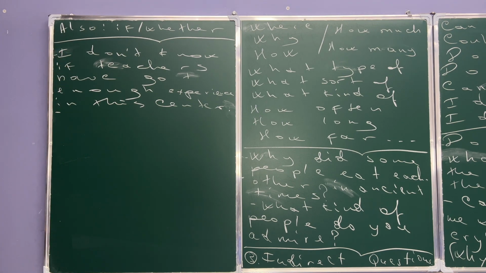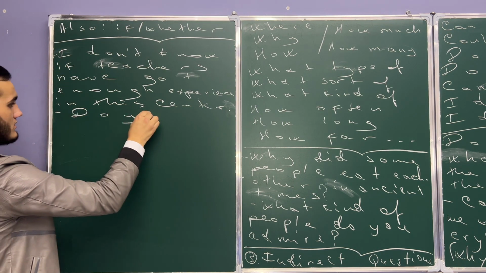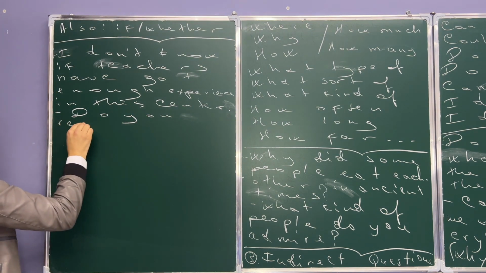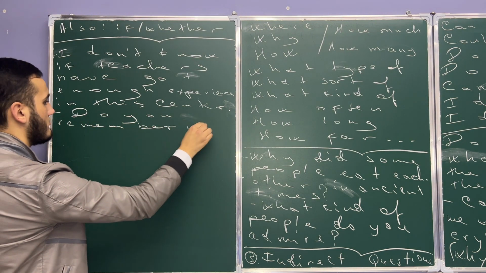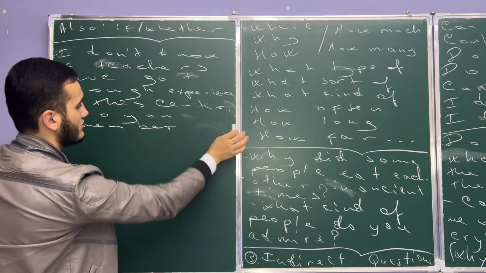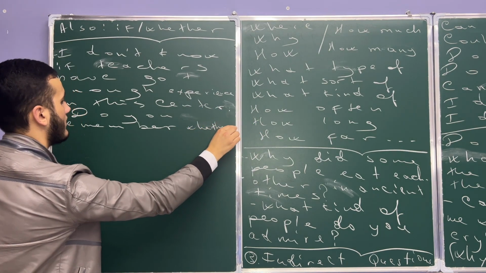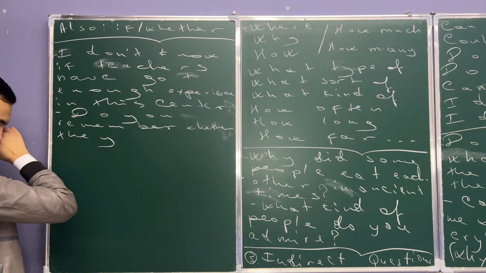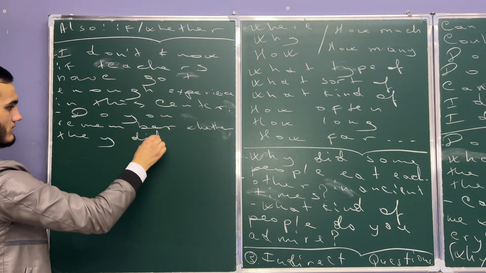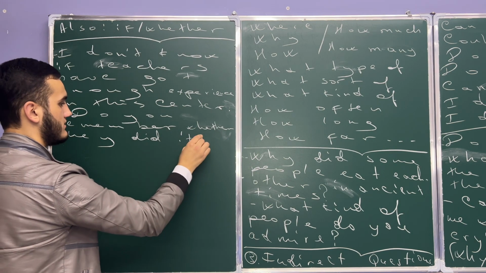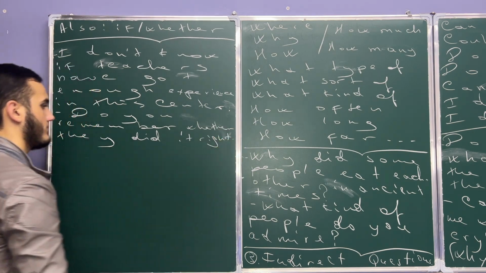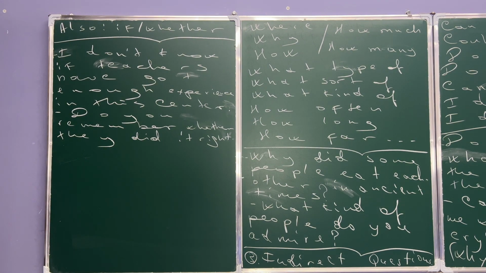Or one more example. Do you remember whether they did it right? Do you remember whether they did it right? So if I use whether, the original sentence was: Did they do it right? It became: they did it right.